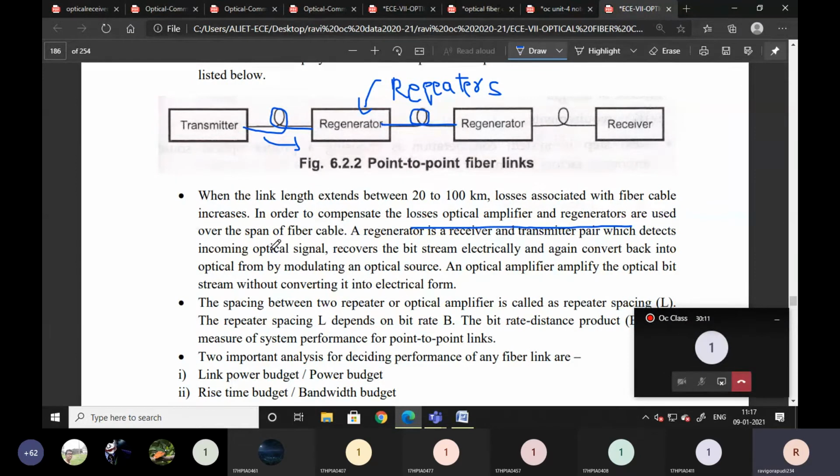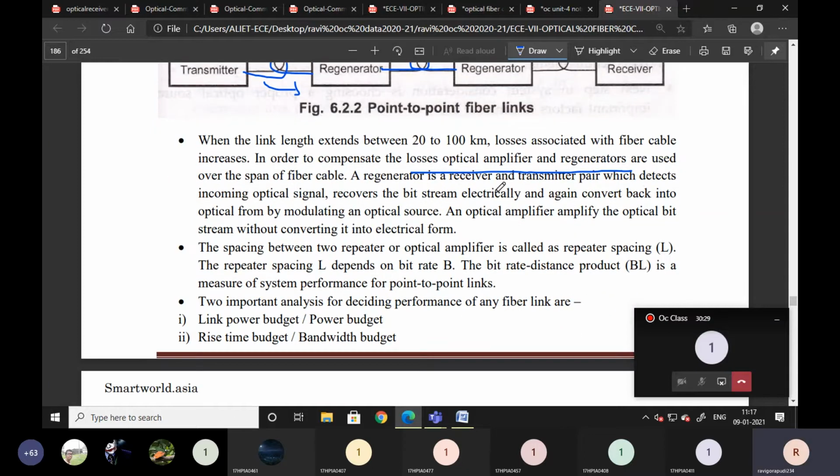used over the span of the fiber cable. We use them up to every 20 kilometers or 40 kilometers, like that. Based on our distance, we are going to use repeaters. A regenerator is a receiver and a transmitter pair which detects the incoming optical signal and recovers the bit stream electrically, and again converts it back into optical form by modulating an optical source.